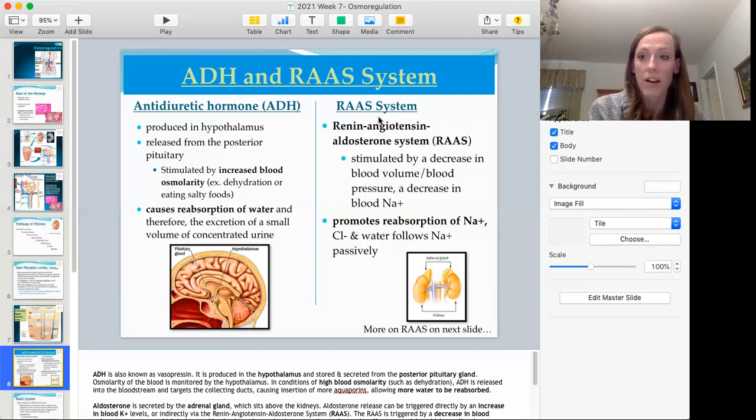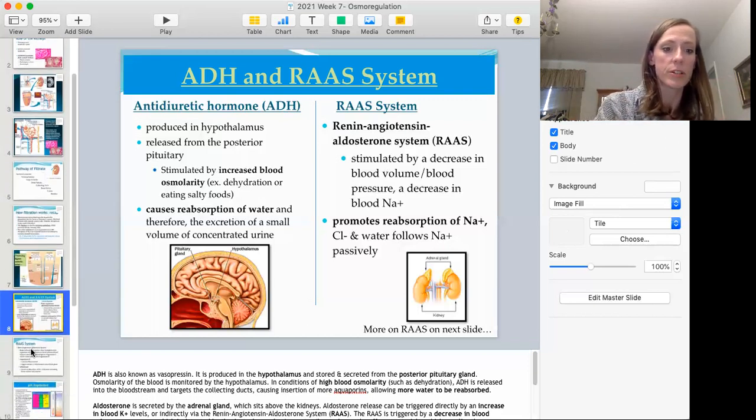And the goal of this activation is to promote reabsorption of sodium. So this will counteract the decrease in blood sodium, or if the problem was a decrease in blood volume, which causes a decrease in blood pressure, then if you reabsorb sodium, often chloride and water will passively follow, because of electrical attraction between sodium and chloride, and because of osmosis, water will follow solute movement, okay? So either way, you're going to be able to correct the deficit, okay?